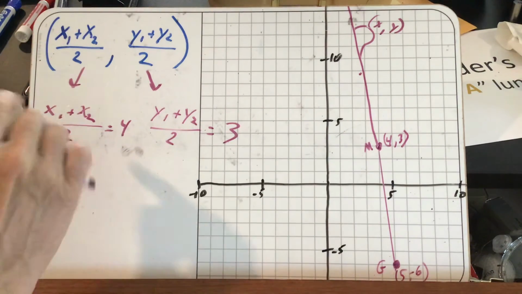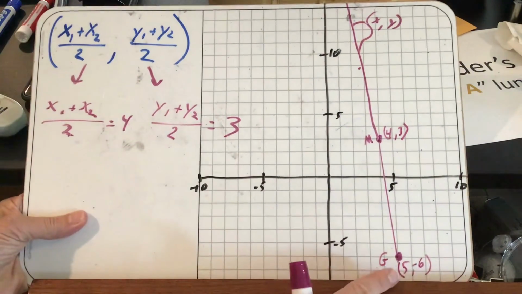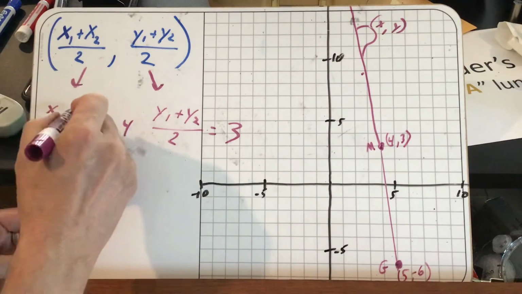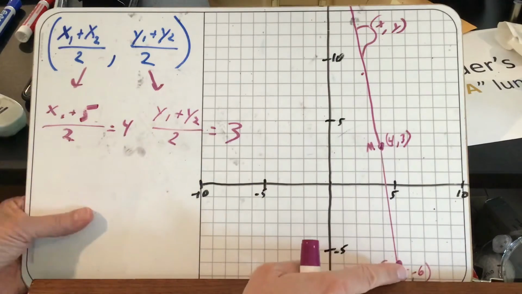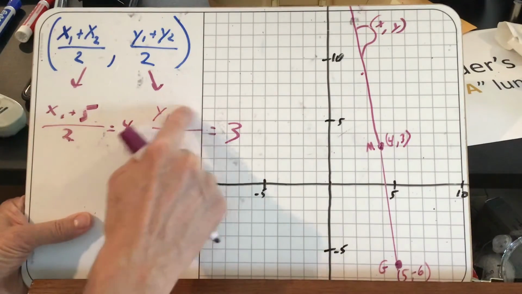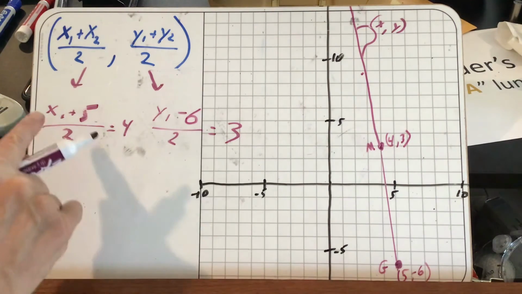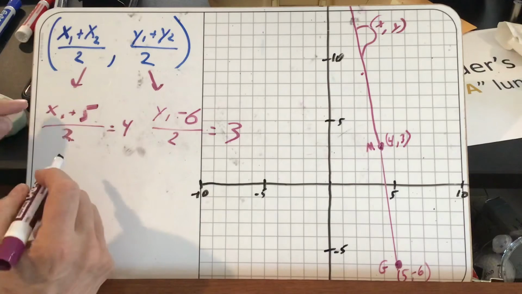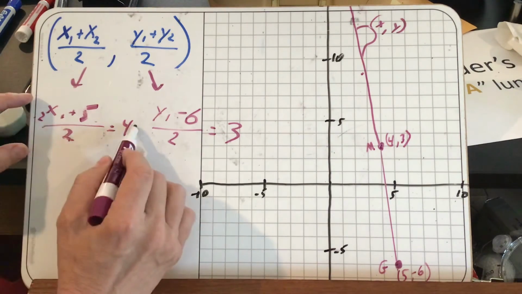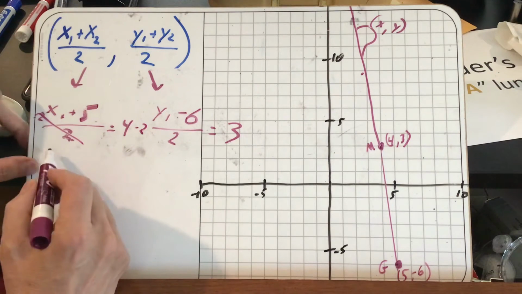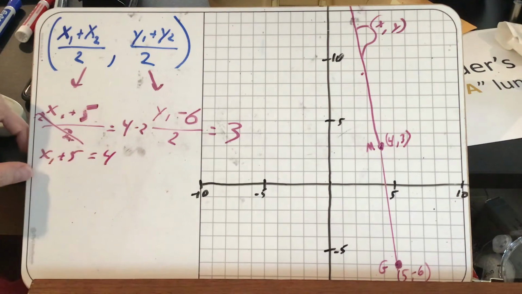So x1 plus x2, I don't have x1, but I do have that x2 is 5. And y1 plus y2, I don't have y1, but I have that y2 is -6. Now I just need to rearrange and solve for x and solve for y. So this one, I would multiply both sides by 2, times 2, times 2. That would get rid of the division there. So I have x1 plus 5 equal 4.